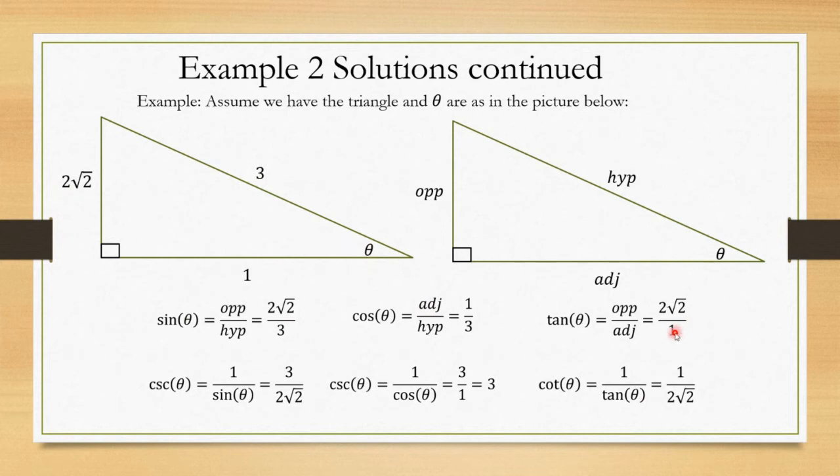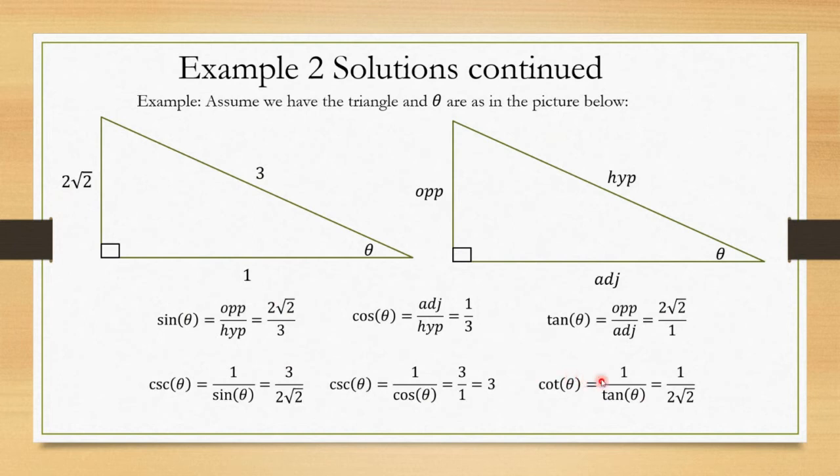We got that already. Tangent is opposite over adjacent, right? Which is 2 radical 2 over 1, which is just, of course, 2 radical 2, but I left it as this. Cosecant is 1 over sine, so you flip whatever you got for sine, invert it. Okay? For secant, that's 1 over cosine, you flip cosine, you invert that, so you get 3. As you can see.